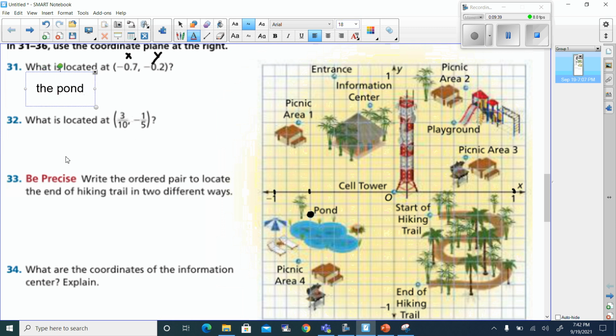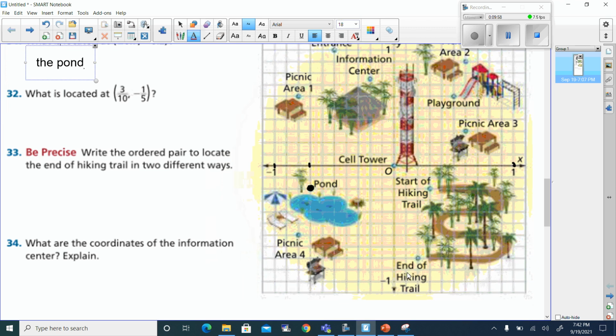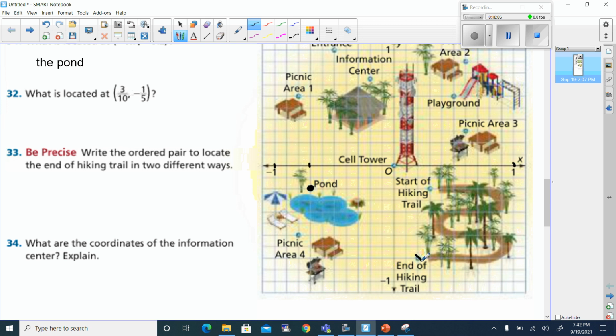All right. Number 33, write the ordered pair to locate the end of hiking trail in 2 different ways. Wow. Write the ordered pair to locate the ending of hiking trail in 2 different ways. Let's find where hiking trail is. All right, it says locate the end of hiking trail. This is right here, the end of hiking trail. I guess I'll put X marks the spot. And they said, write the ordered pair to locate the ending of hiking trail in two different ways.